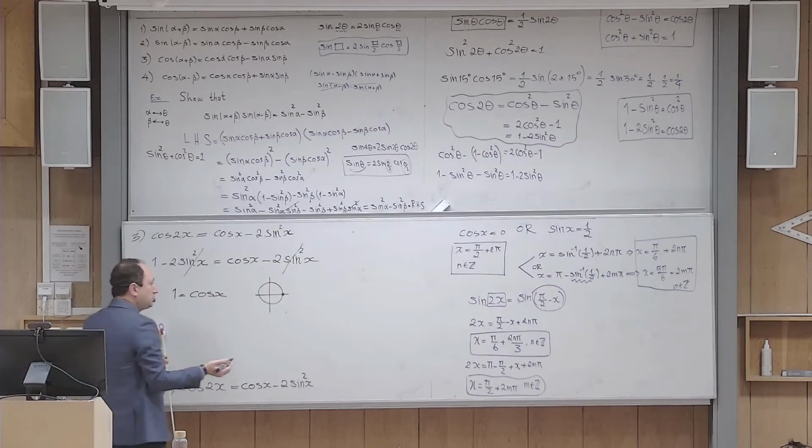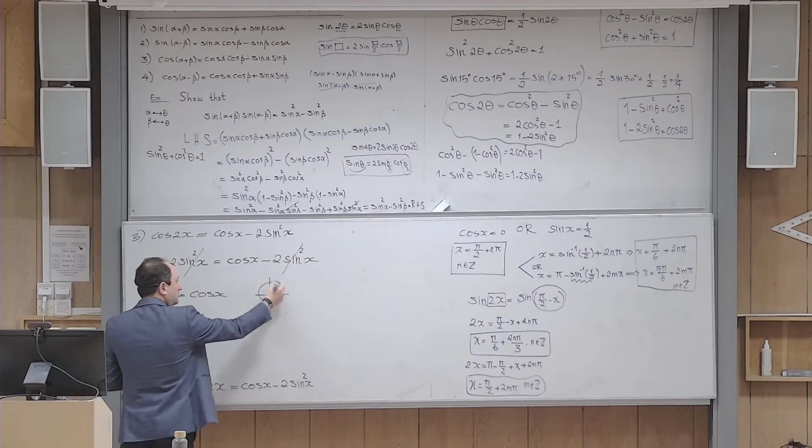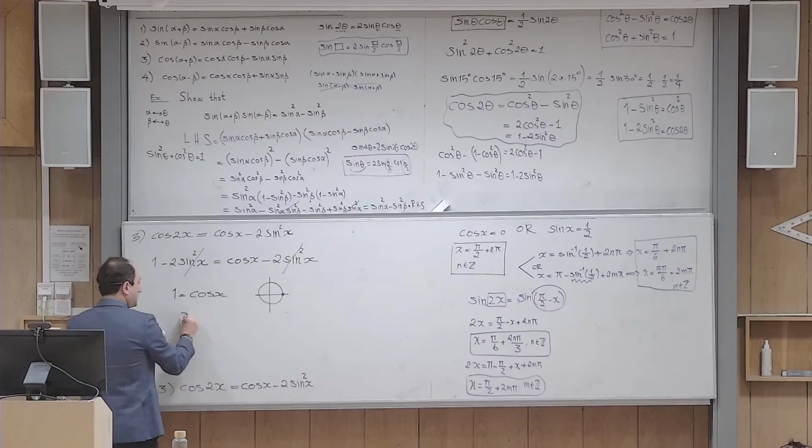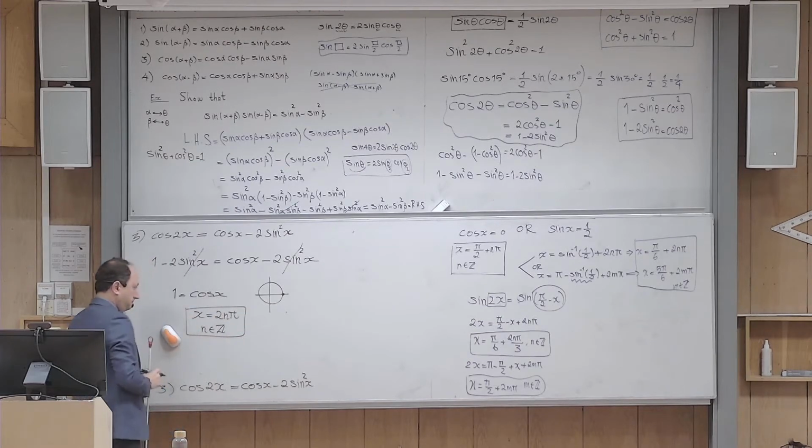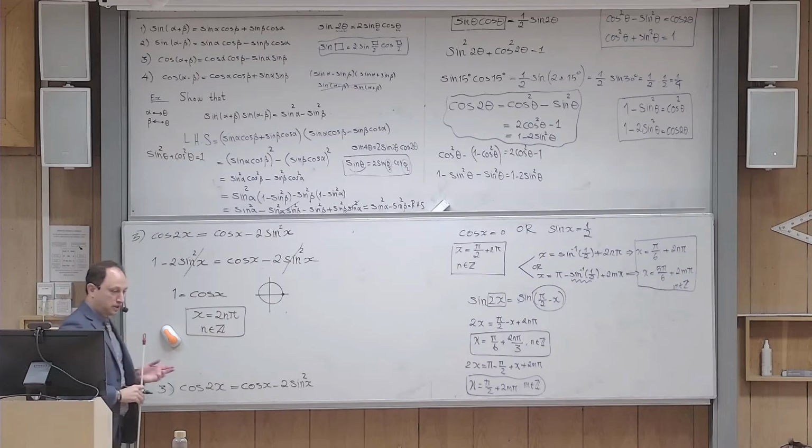Okay, but is 0 the only one? No, because I can go full rounds, yes? So this means that x is what? 0 plus 2n pi. And I don't need to bother to write 0, yes? So this x becomes 2n pi, and then n belongs to Z. Yes?